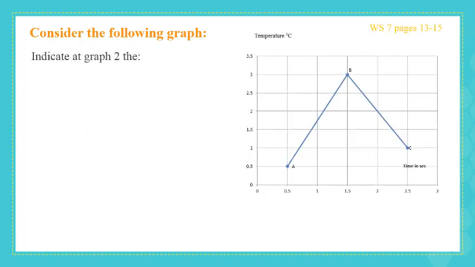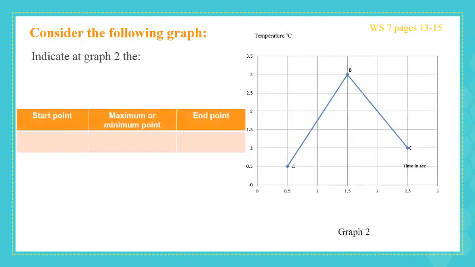The same for graph number 2. What is the start point in this graph? Point A or point B or point C? The start point is A. What is the coordination of point A?